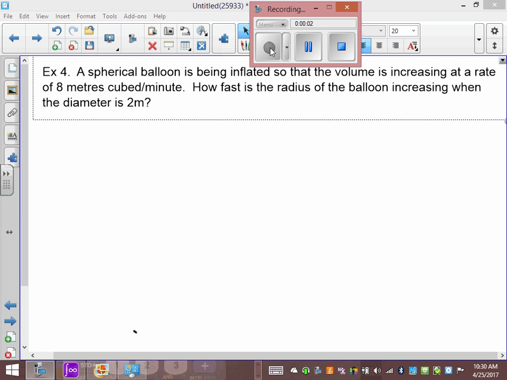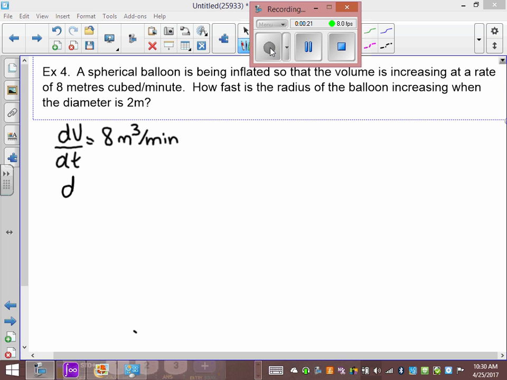A spherical balloon is being inflated, so the volume is increasing at a rate of dV over dt. It is in meters cubed per minute, so 8 meters cubed per minute. How fast is the radius of the balloon increasing? So they want dr dt, and it's increasing, so it's going to be positive. It's meters per minute, so we know our answer needs to be in meters per minute.